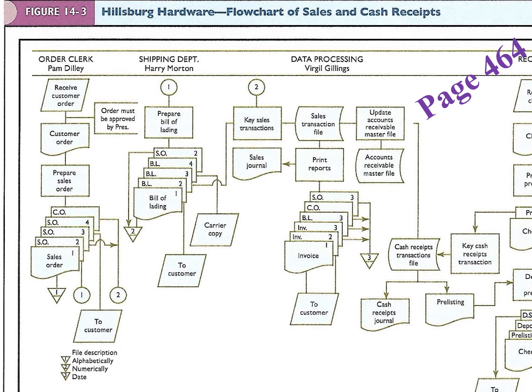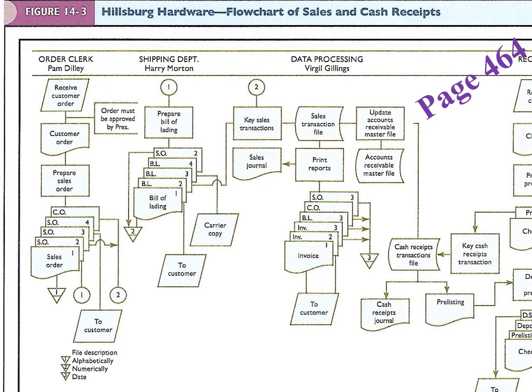But I use a flowchart to think, what could go wrong? What would happen if we received a customer order and nobody approved it? Could we sell goods for more than the customer's credit limit? We prepare a sales order, and we send a copy to Harry in the shipping department and a second copy to Virgil in data processing. So what could happen if it gets lost between here and there?